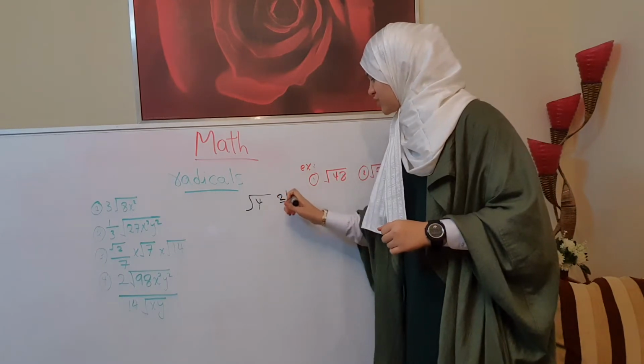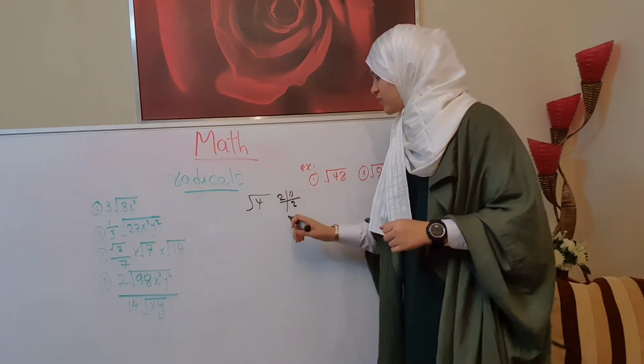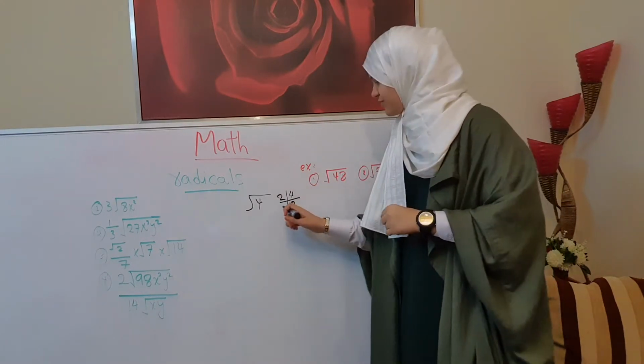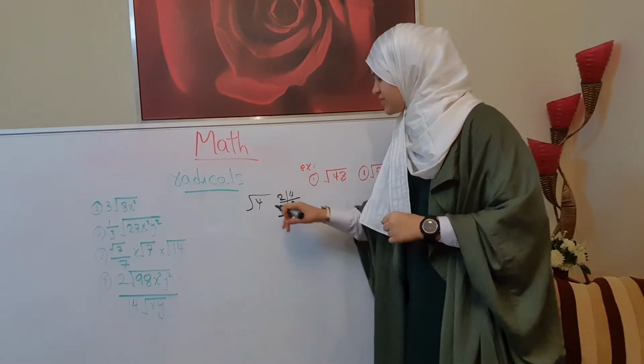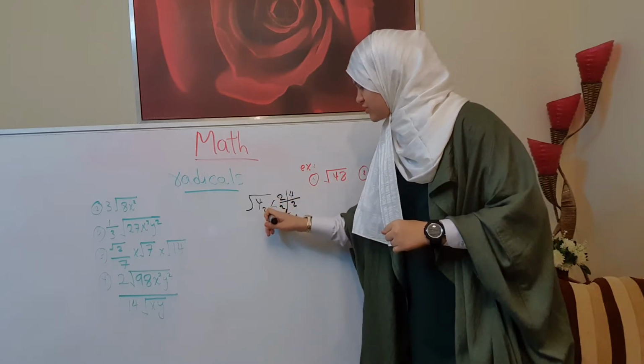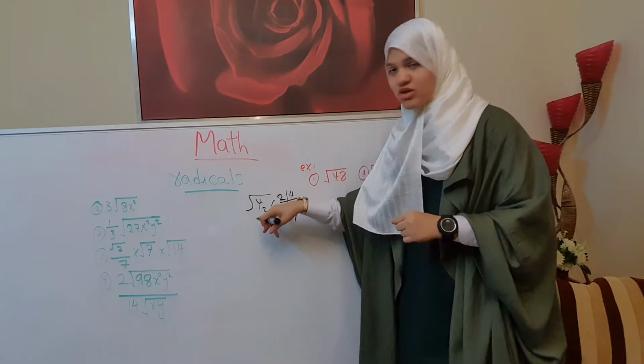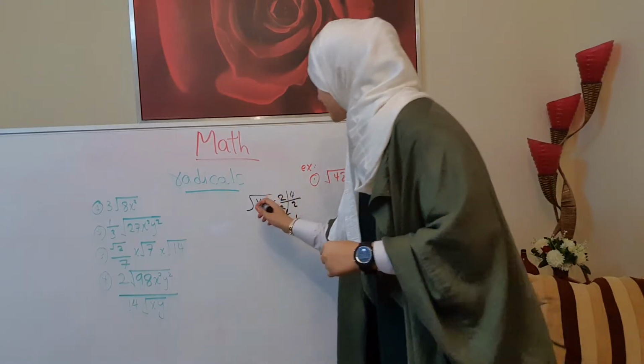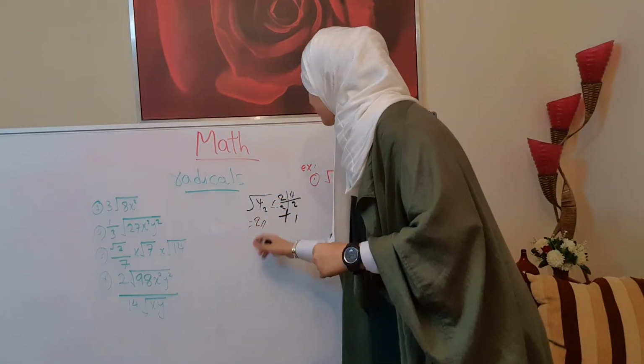So that means 2 by 2 will give us 4. And what can give us 2? That means 2 times 1 is equal to 2. Then 1. That means 2 times 2 is always 2, because 2 is the square root of 4. So that means the radical 4 is equal to 2.